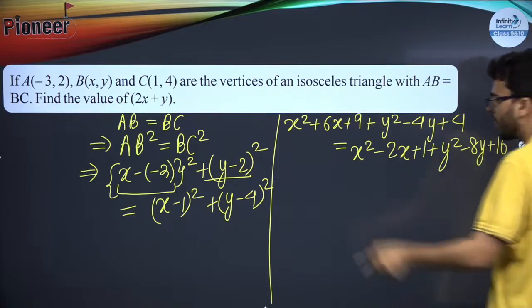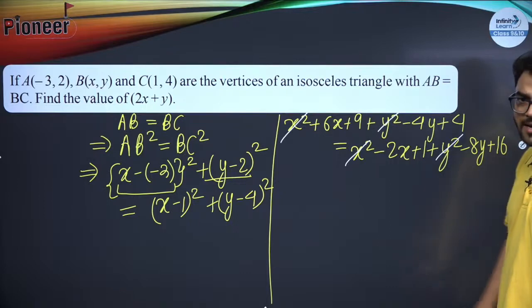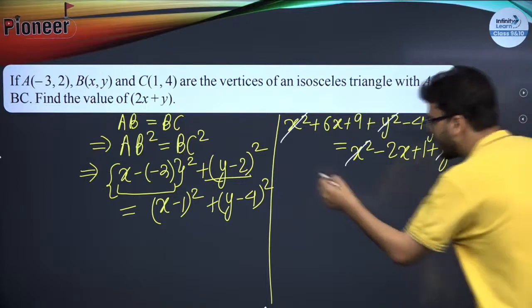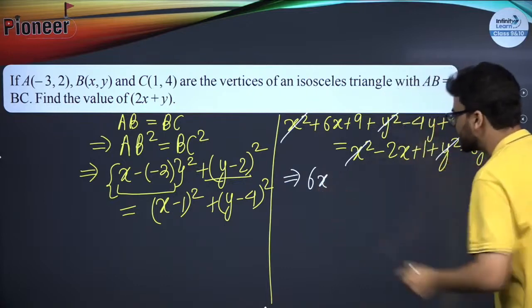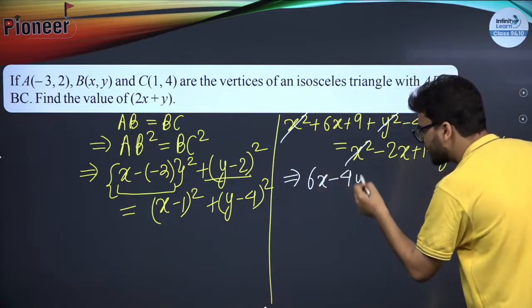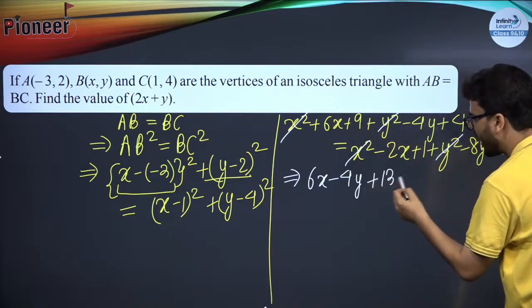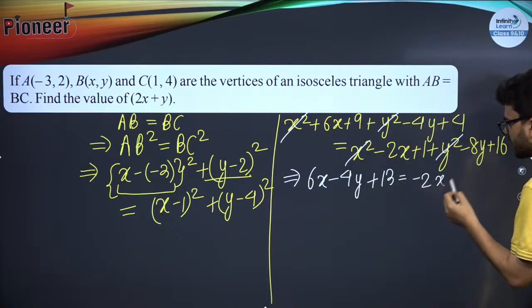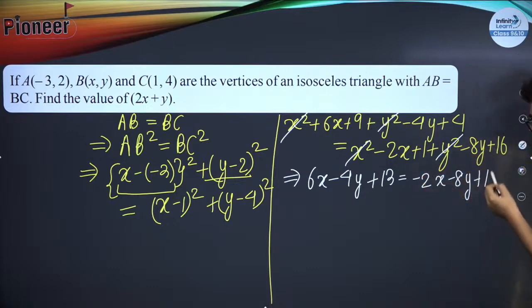The very first thing is that this, this, and this will get cancelled out. I can further simplify it easily. So this is nothing but 6x. Write it properly so that it is not confusing: 6x minus 4y, and then 9 plus 4 is 13. And that is equal to minus 2x minus 8y plus 16 plus 1, 17. So I can write it like this properly, right?